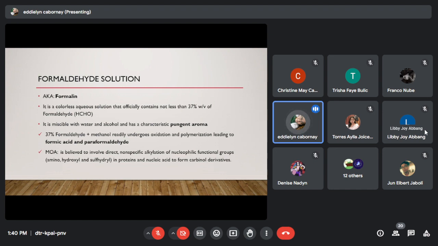Okay? So we have the mode of action of formaldehyde. It is believed to involve direct non-specific alkylation of nucleophilic functional groups. These functional groups can be amino, hydroxyl, and sulfhydryl in proteins and nucleic acids, to form carbonyl derivatives. These carbonyl derivatives have molecular targets and anti-cancer potentials. Okay, so the germicidal action of formaldehyde is slow but powerful.